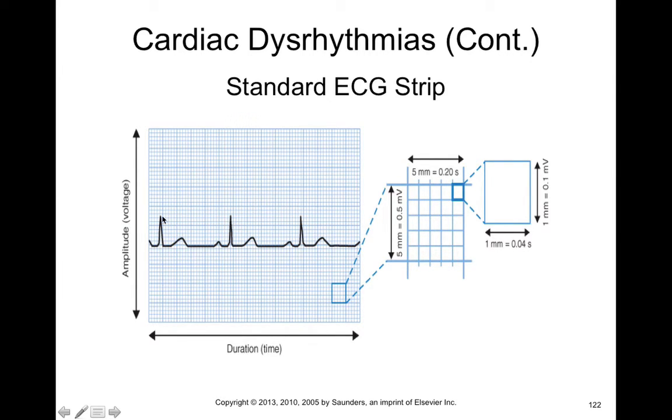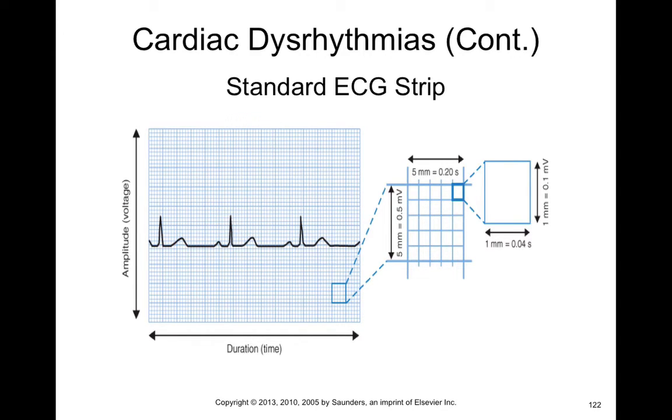So we see that there's 1 full second between each QRS wave. In fact, there's 1 second between the peak of each R wave here, and that means that this individual's heart rate is 60 beats per minute, because if you have 1 beat every second, then that's 60 per minute.